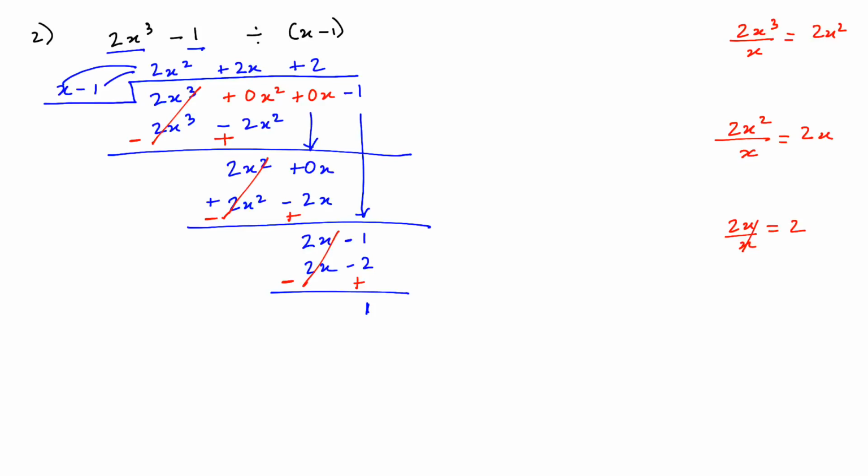Now again, write it in the form that we are supposed to write. We write the question, which is 2x cubed minus 1. And in the bracket, we'll write the divisor, which is x minus 1. And the quotient, this is the quotient, 2x squared plus 2x plus 2 plus the remainder, 1.